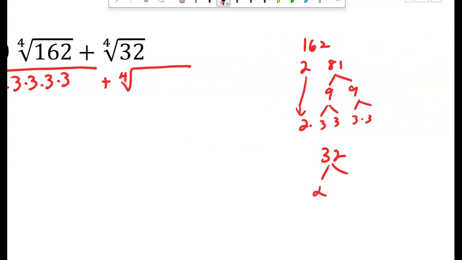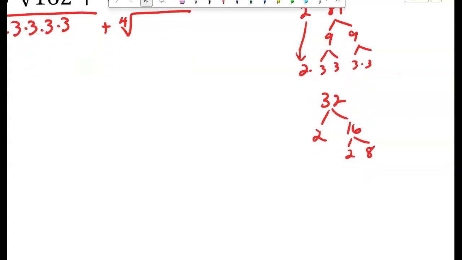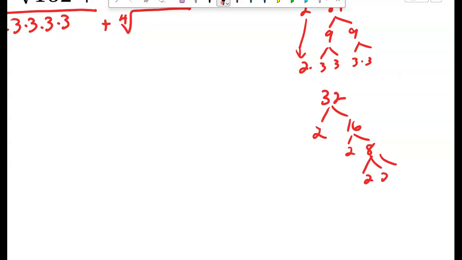Plus we got the fourth root of 32, and you have to do the prime factorization for that one as well. You got 2 and 16, 2 and 8. Do we know that's 2, 2, and 2? Would you guys agree with me on that? Did I get all my 2's the right way? Gotta make sure my math goes together. Yep. So we get 2 times 2 times 2 times 2 times 2.